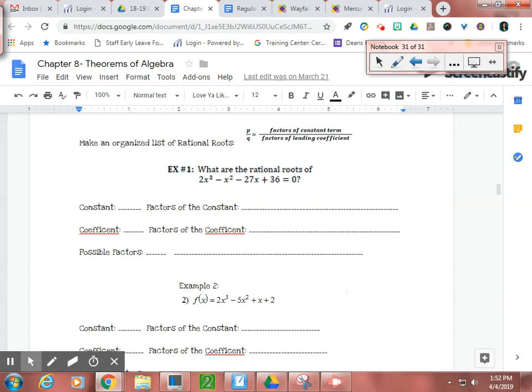The P is the factors of the constant term. Remember that the constant term is the number. Then the Q is the factors of the leading coefficient. So, highest exponent.